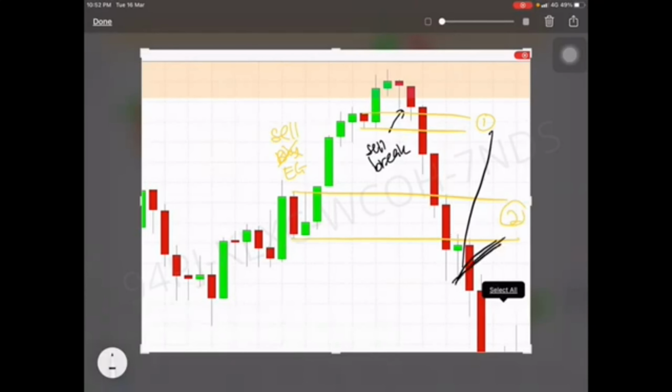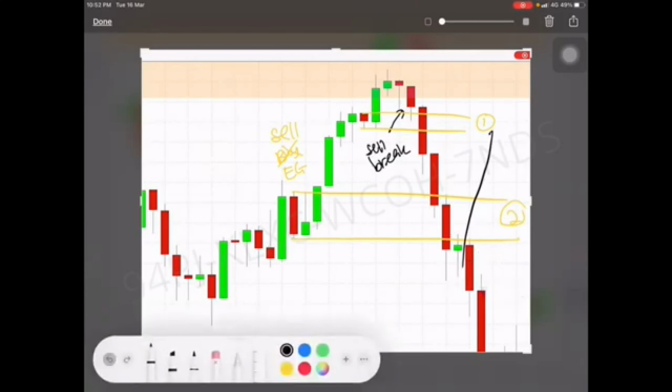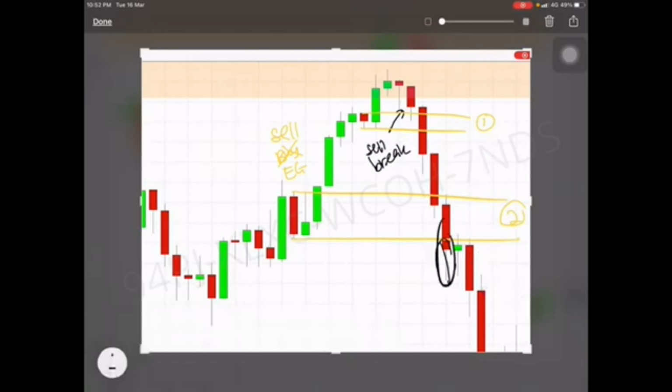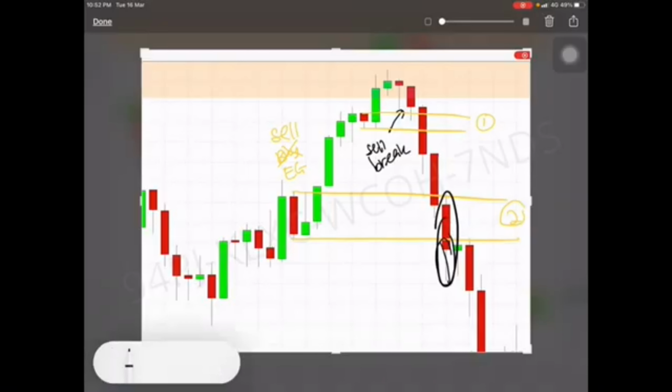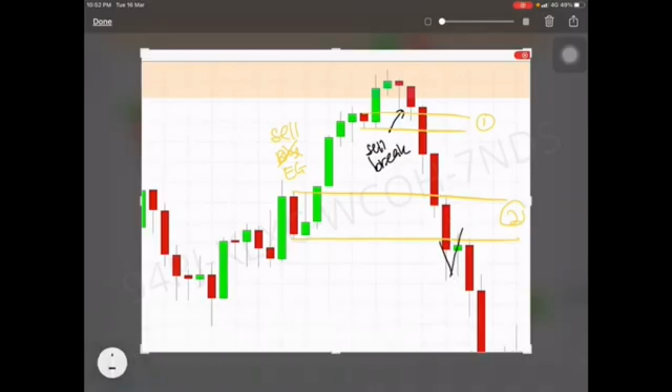This is the nearest. So the price after it broke, see this candlestick broke, it's going to come back to this zone. So this is where you enter for sell. Is it clear? Yes.